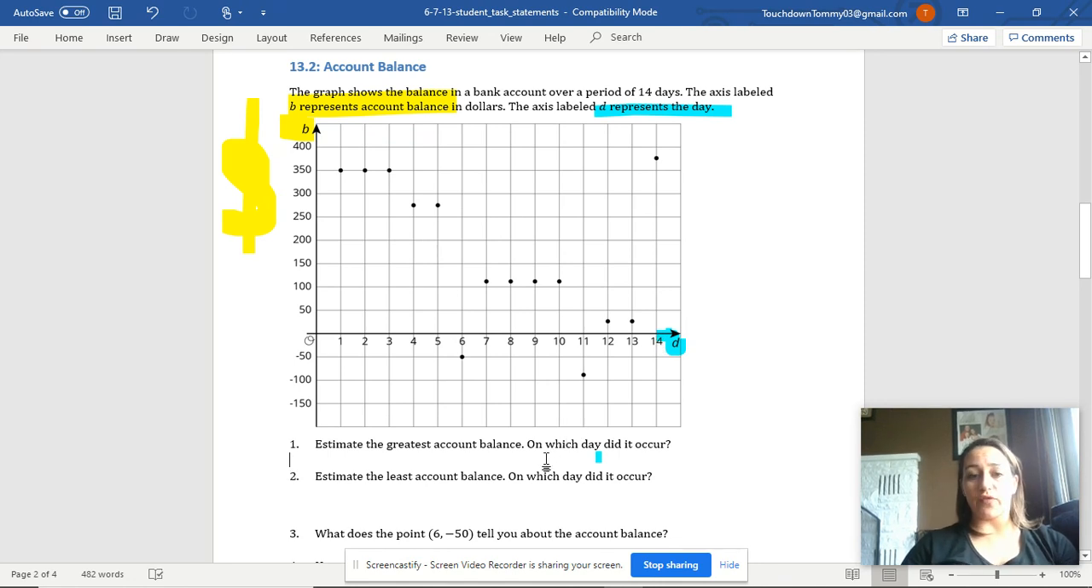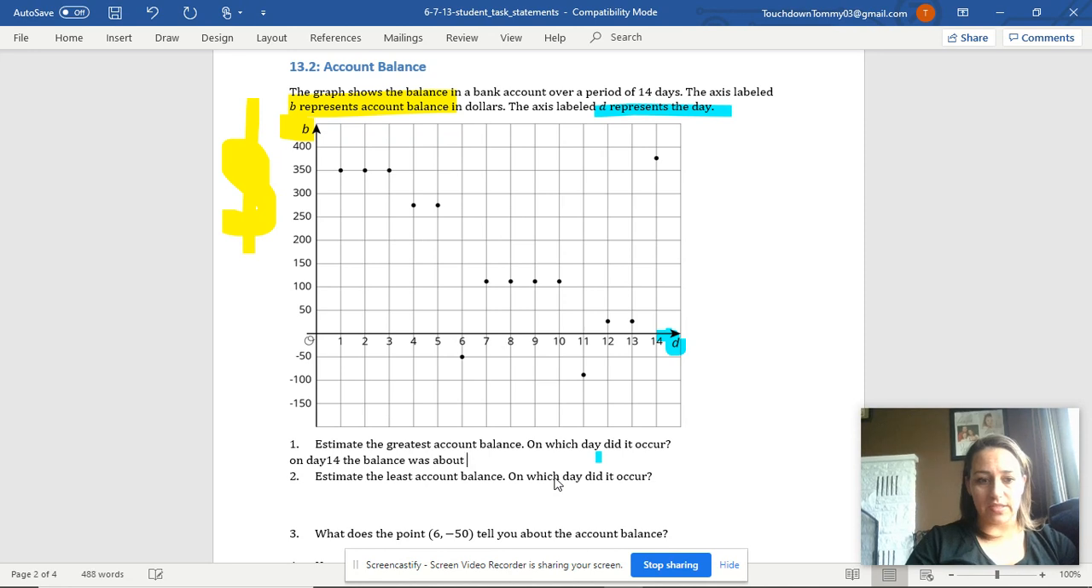Since it asks for both the balance, an estimate of it at least, so somewhat close, and which day, I'm going to answer that on day 14, the balance was about, and it's a balance, so a dollar amount, I'm going to use a dollar sign, and we said 375. So that'd be my answer to question number 1.